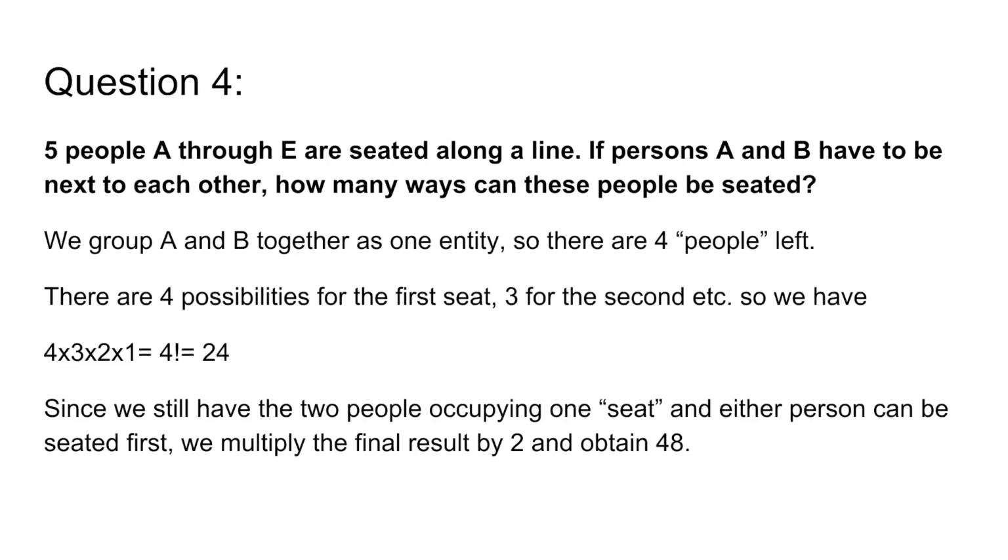Since we still have the 2 people occupying one seat, and either person can be seated first, we multiply the final result by 2, and we have 48 possibilities.